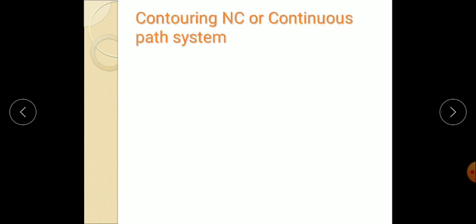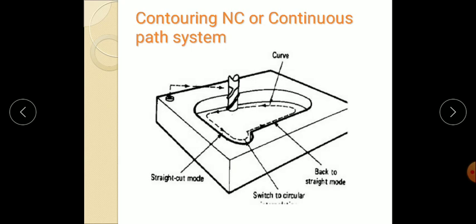Next, contouring NC or continuous path system. So this is the figure related to the contouring NC or continuous path system. From the figure we see that contouring is the most complex, most flexible and most expensive type of machine tool control. It is capable of performing both point to point and straight cut operation.